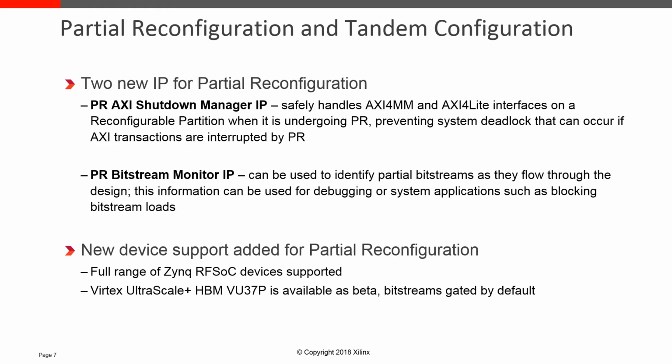For partial reconfiguration and Tandem features, two new IPs have been introduced. PR AXI Shutdown Manager IP safely handles AXI interfaces on an RP to prevent system deadlock that occurs if AXI transactions are interrupted by PR process. PR Bitstream Monitor IP can be used to identify partial bit files through the design flow for debugging and programming purposes. In addition, new device support has been added for partial reconfiguration, including RF SoC and HBM devices.